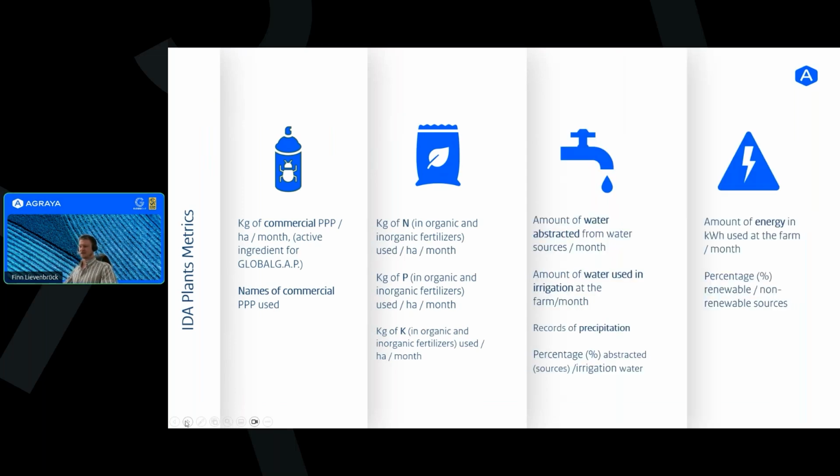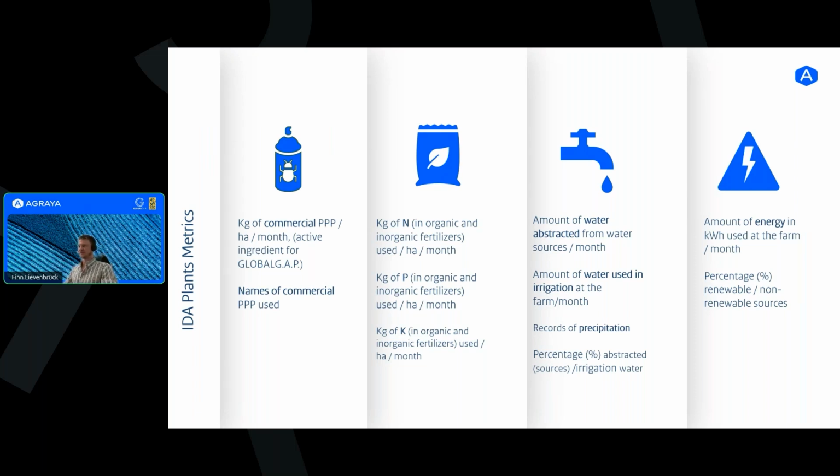So here are the metrics that we are actually recording in IDA. We want the producers to share their consumption of plant protection products, so the kilograms of commercial plant protection product are entered by hectare and month. Usually the commercial name of the PPP is in the front end of the farm management software, and via the API, only the active ingredients are shared with us.